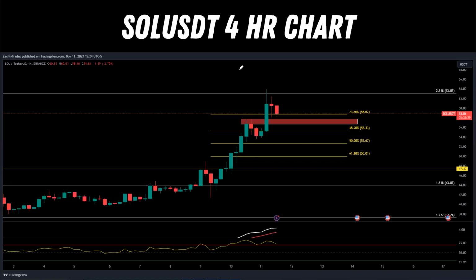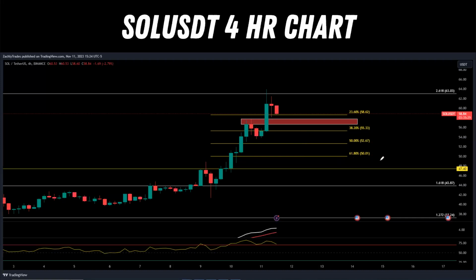But ultimately, Solana is remaining extremely bullish at the moment, especially even on the 4 hour chart, because we're still holding above the 23.6% Fibonacci retracement. This is the first Fibonacci retracement level, and we haven't even broken through there. Okay. Typically, the golden pocket is going to be right around that 61.8% level, and then that puts you around 50 on Solana.